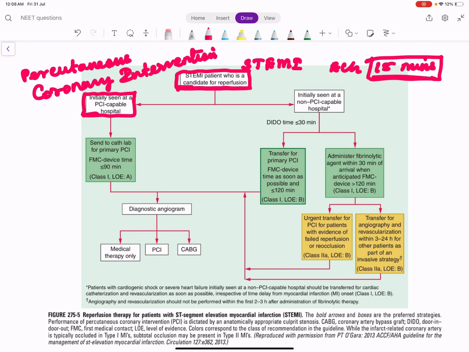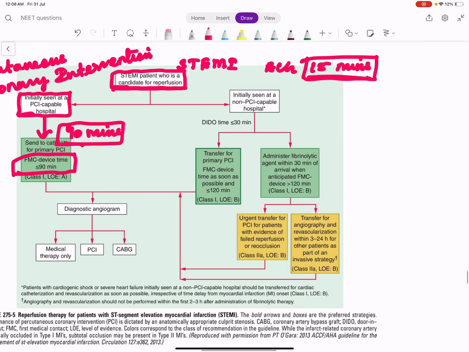So if a scenario comes where a patient comes with acute coronary syndrome, you diagnose STEMI or N-STEMI, the ideal procedure which has to be done is revascularization. Percutaneous intervention has to be done in every case. If it is a PCI enabled center, within 90 minutes we have to insert the device. That is the criteria. So within 90 minutes in a PCI center, we have to do PCI.